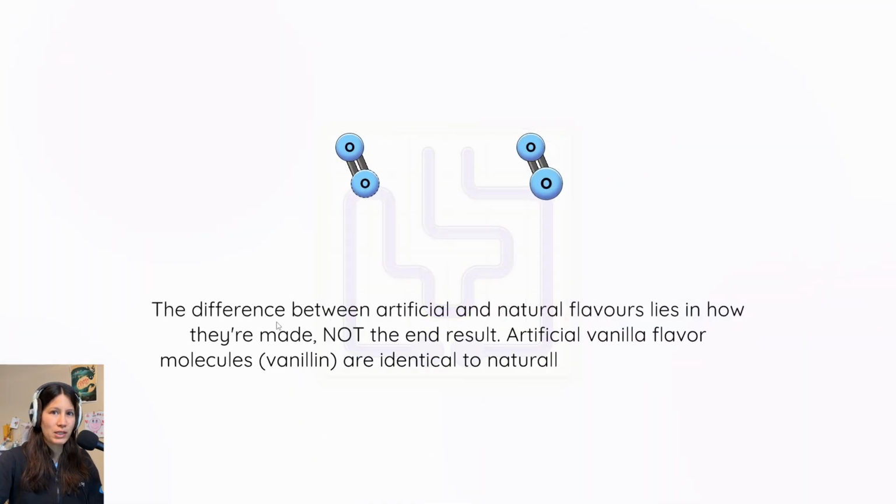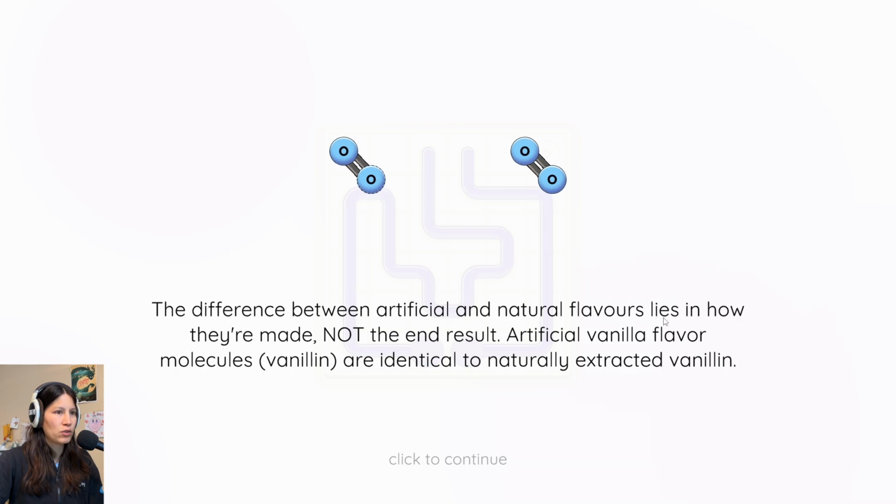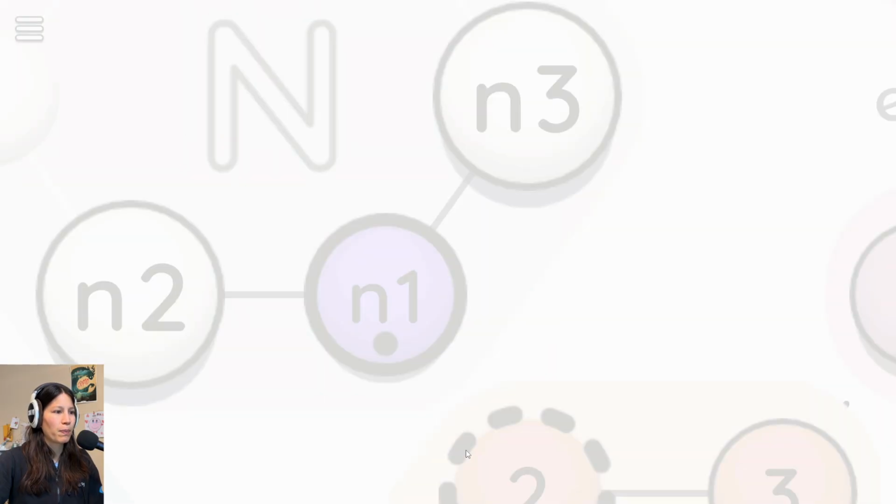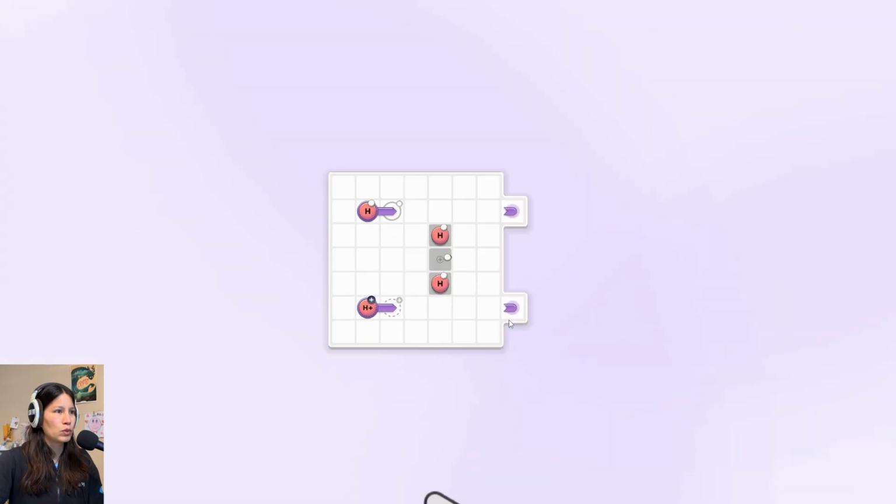Or the brr noise. The difference between artificial and natural flavors lies in how they're made, not the end result. Artificial vanilla flavor molecules, vanillin, are identical to naturally extracted vanillin. Yep.